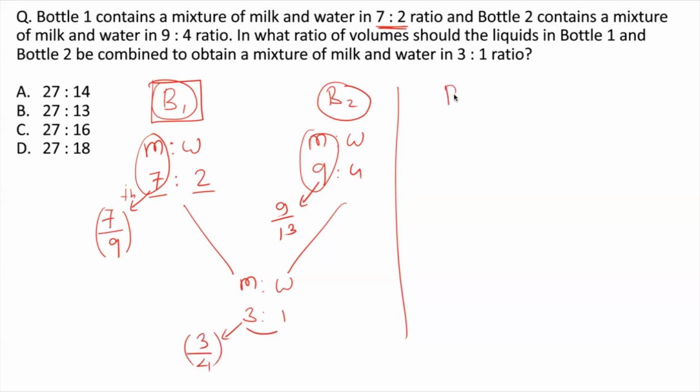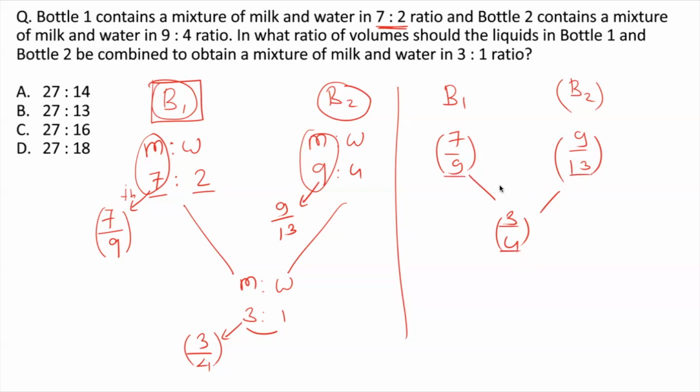So now let's consider the alligation between 7 by 9th of milk in the first bottle, 9 by 13th of milk in the second bottle, and 3/4 of milk in the final mixture. We have to use the rule of alligation. What we can also do is take the LCM, the least common multiple of denominators. We have 9, 4, and 13. So here multiply by 13 into 4 above and below. Same thing you can do here. Multiply by 9 and 4 above and below. And here you can multiply by 13 and 9 above and below.